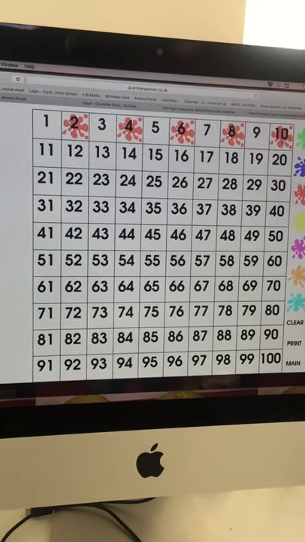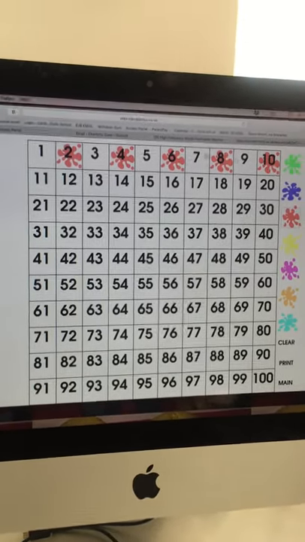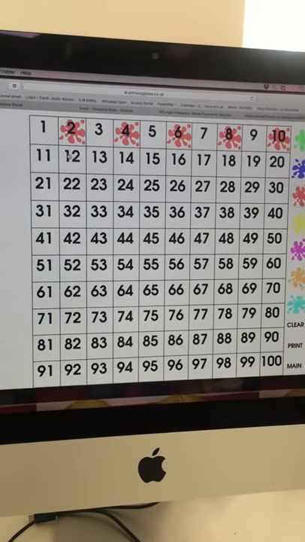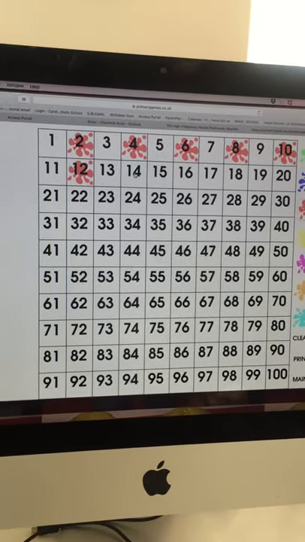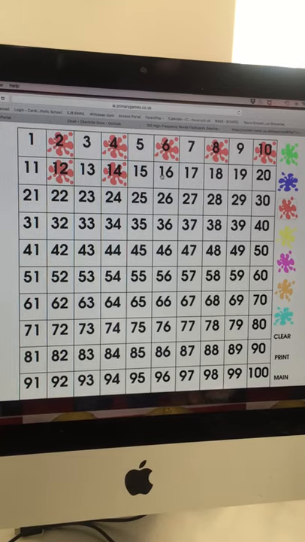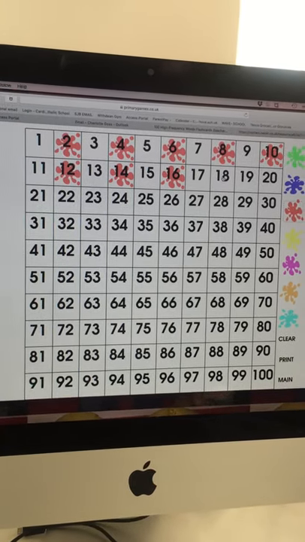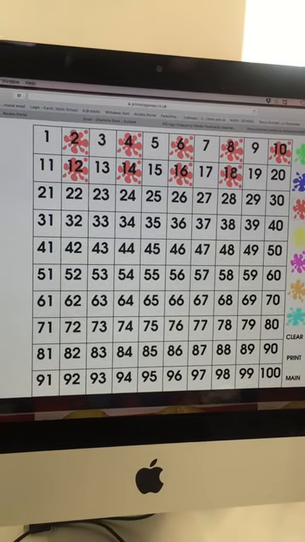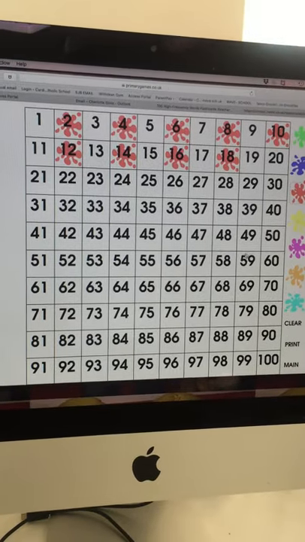2, 4, 6, 8, 10. Oh, what's the next number going to be? You're right, 12, well done. 12, 14, 16, 18. Can you guess the next number? 20, well done.